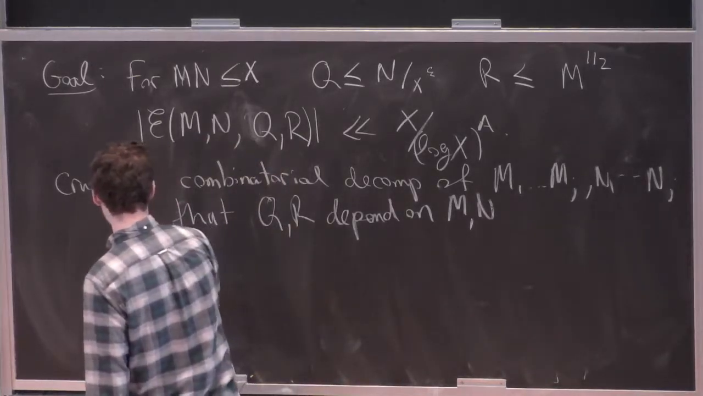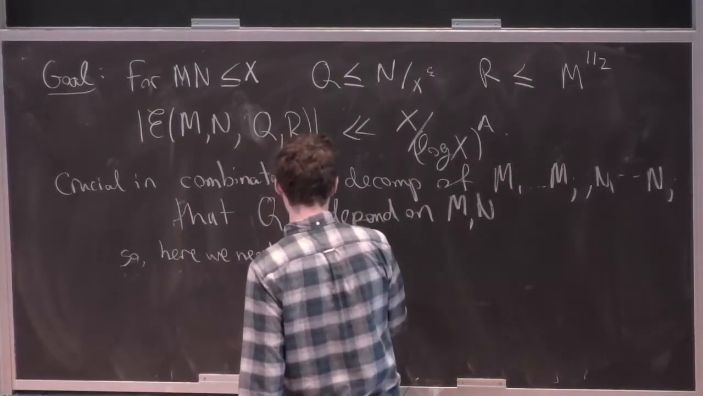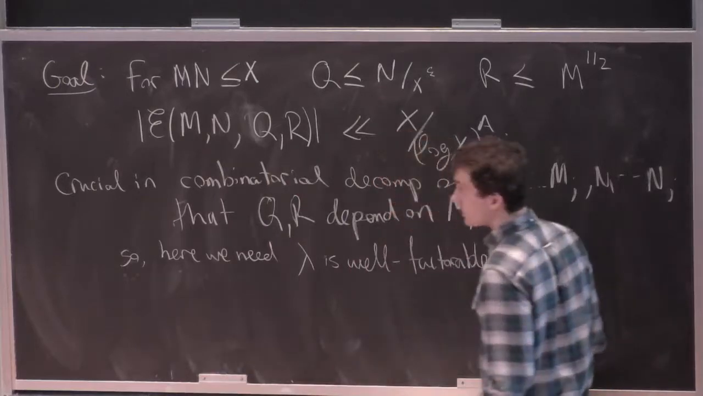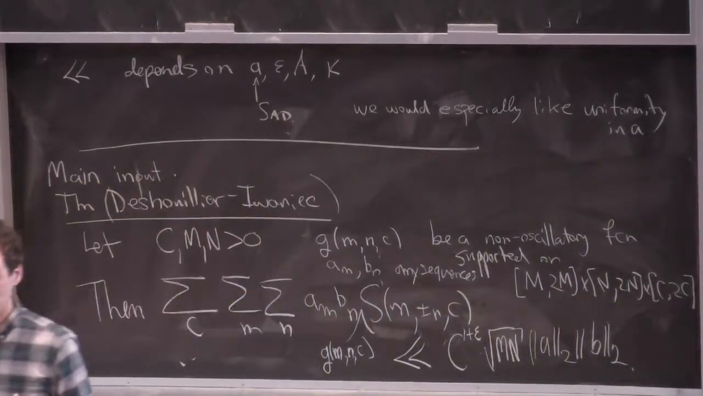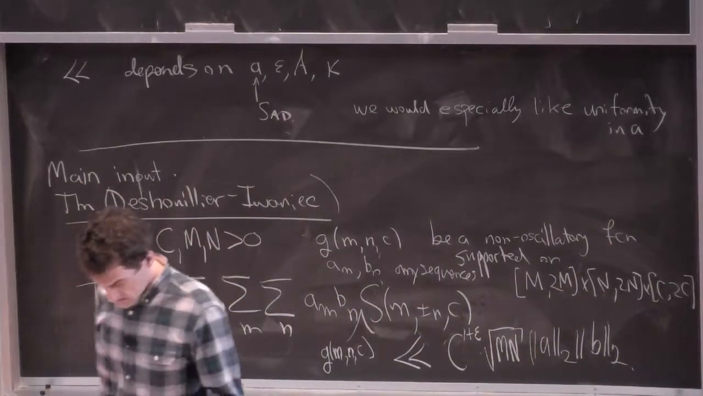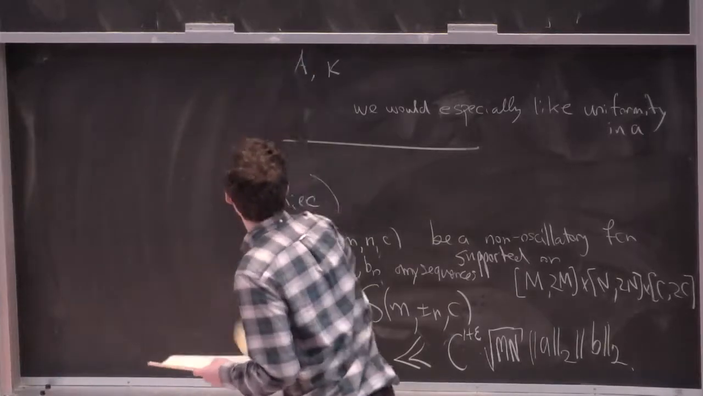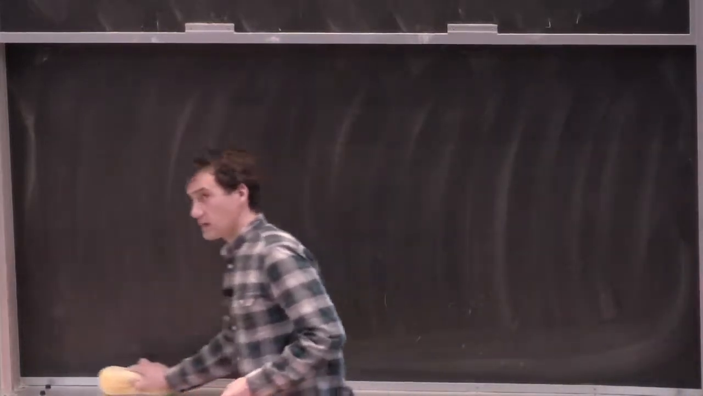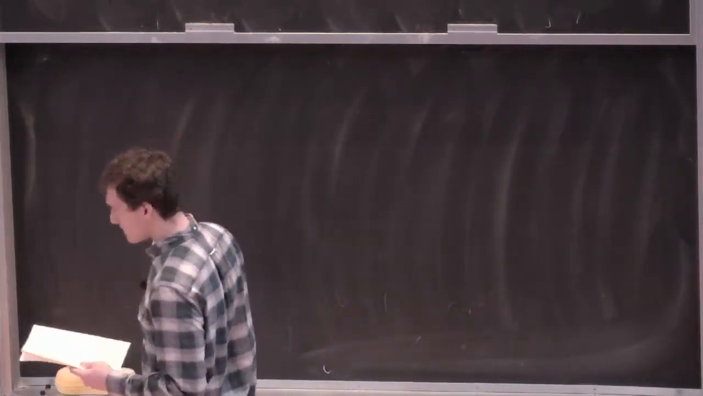So here we need lambda to be well-factorable. I'll just give maybe one or two more lines here, to give you an idea, hopefully, where the Kloosterman sums come from.